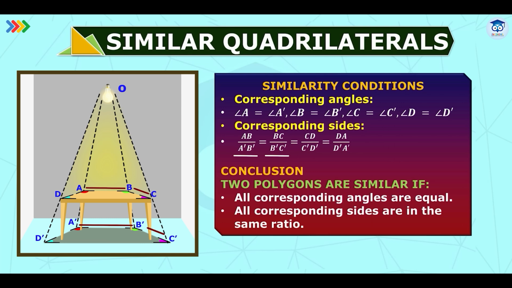Then the B dash C dash ratio, the corresponding ratios are also used. Similarly, we can extend it. So this is what the next property is. In a similarity condition, we have corresponding angles equal and corresponding side ratios also equal. So what we can conclude from here is that not only quadrilaterals, any polygons are said to be similar if the corresponding angles are equal and the corresponding sides are in the same ratio. Understood?